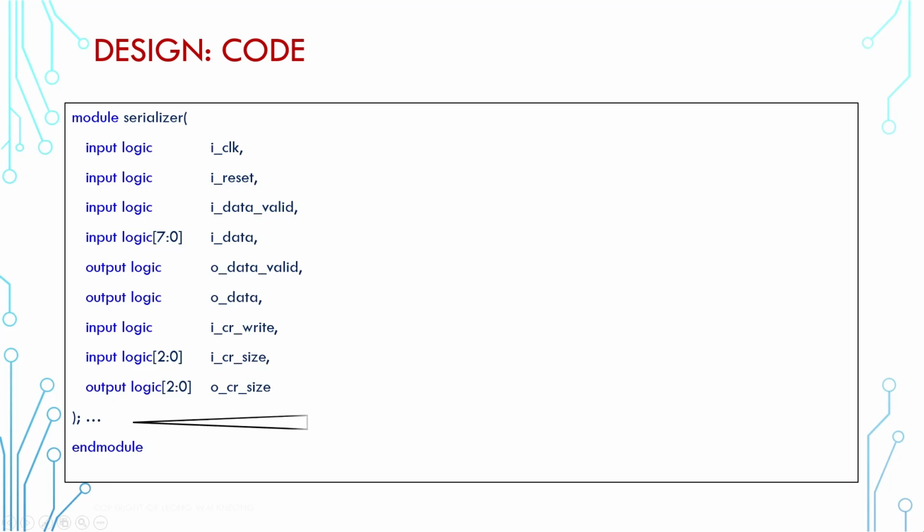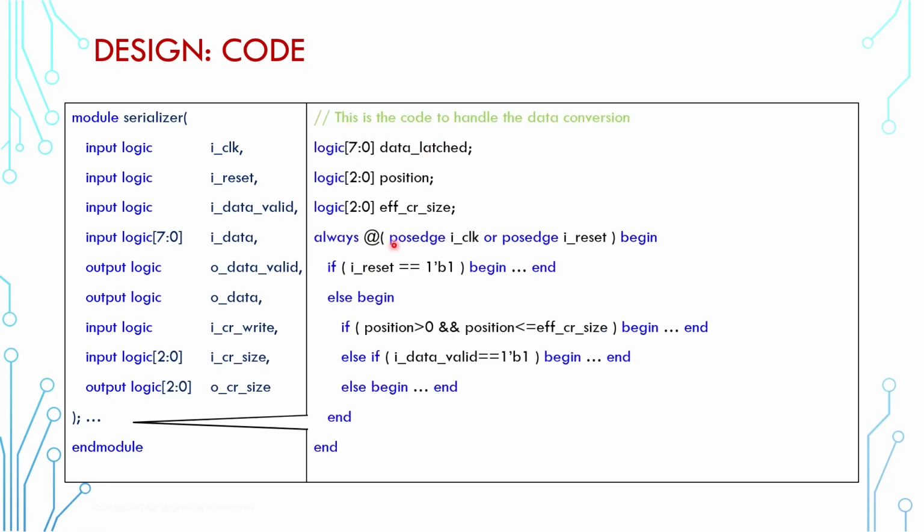This part is handling the data conversion. We need some extra signals. Data latch is to store the input data so that for the next 8 cycles, output data can use this stored data and not depend on input data, which may change. The signal position is to indicate which bit to send out from the data latch. The effective CR size is to capture the size to use in the upcoming conversion.